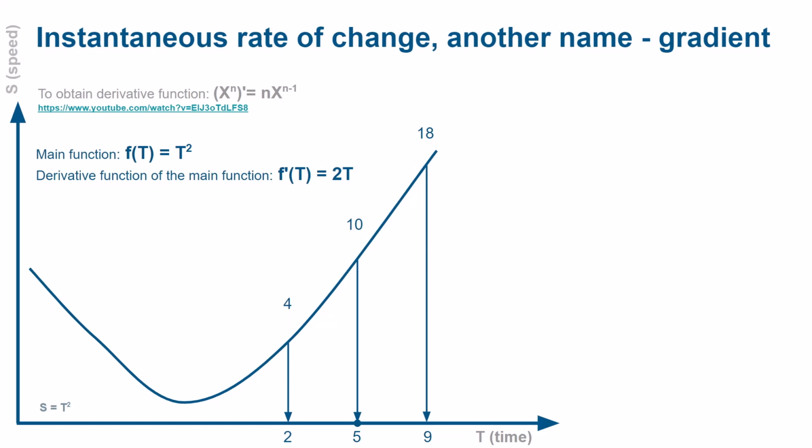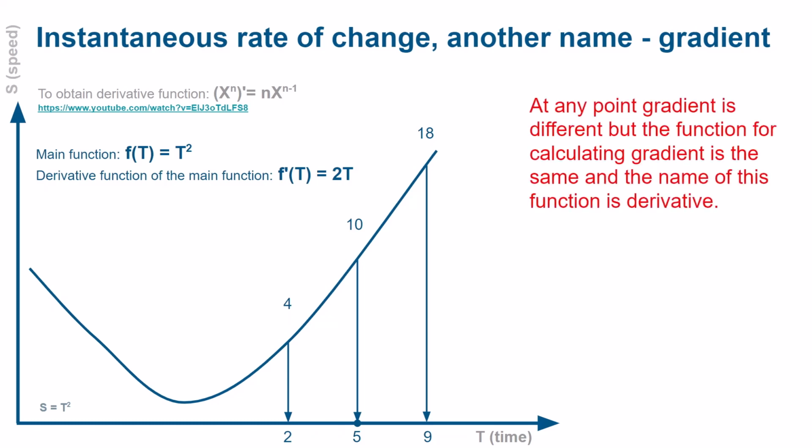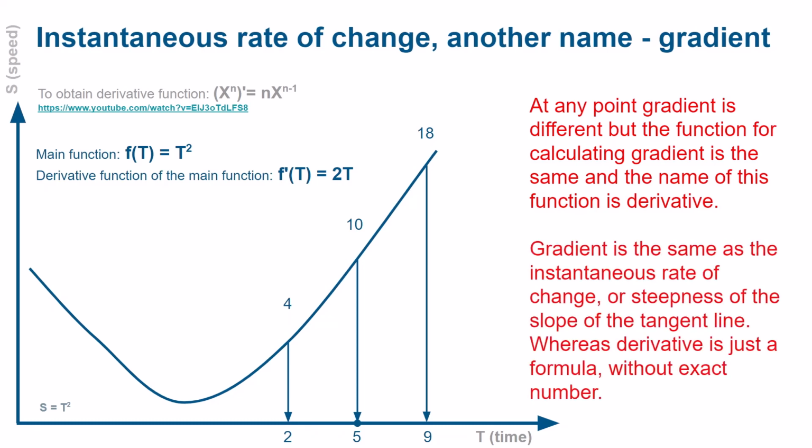To sum up, at any point in time, gradient is different, but the function for calculating gradient is the same, and the name of this function is derivative. Gradient is the same as the instantaneous rate of change, or steepness of the slope of the tangent line, whereas derivative is just a formula without an exact number.